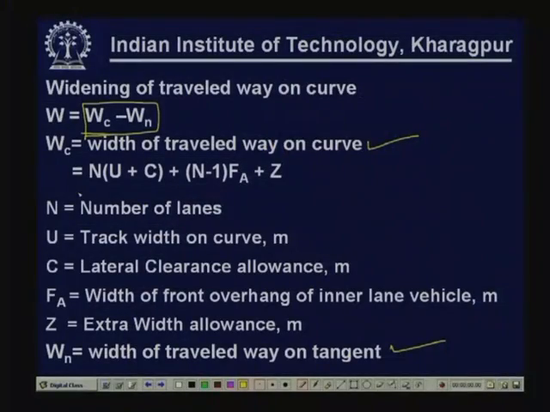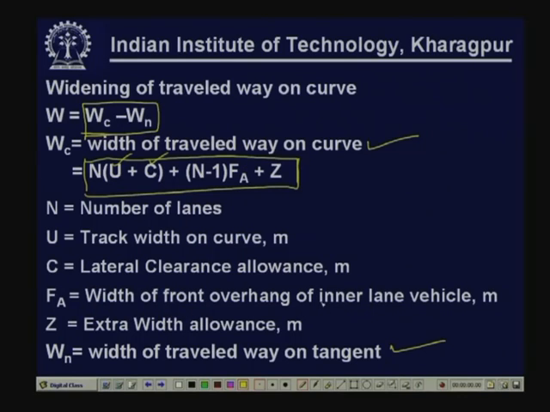Now, WC we have told is a function of the track width, the lateral clearance allowance, the width of front overhang of inner lane vehicles and the extra width allowance. Considering these four aspects, the width of travelled way on a curve can be calculated like this: n into u plus c, plus n minus 1 into fa. Now, this u and c are on a per vehicle or per lane basis, therefore they are multiplied by n, the number of lanes, and this fa, width of front overhang, I have already explained.